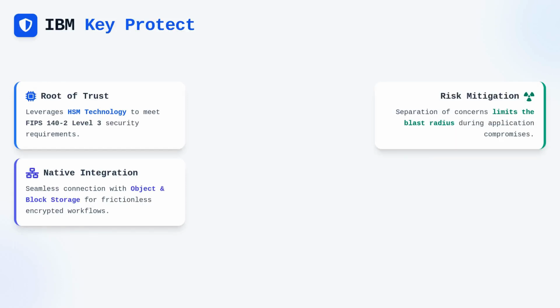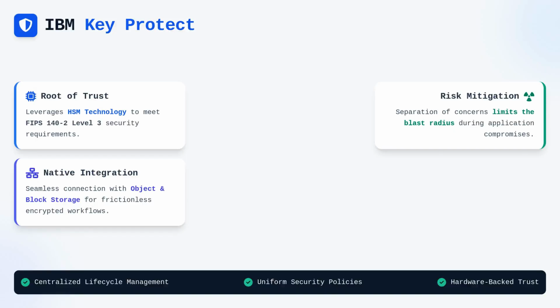This separation of concerns is a fundamental principle of sound security design, as it limits the blast radius should an individual application component become compromised. By centralizing these operations, organizations can enforce uniform security policies across diverse workloads, ensuring that every deployment adheres to the same strict standards. Because the service is native to the IBM Cloud platform, it integrates seamlessly with other services like object storage or block storage, allowing for a frictionless transition to encrypted workflows.